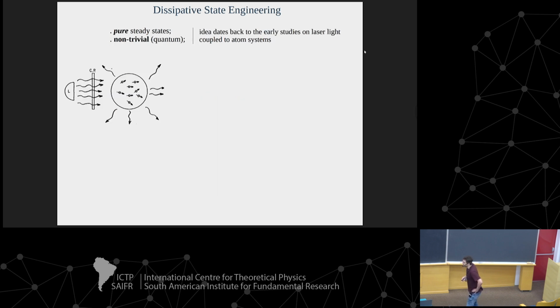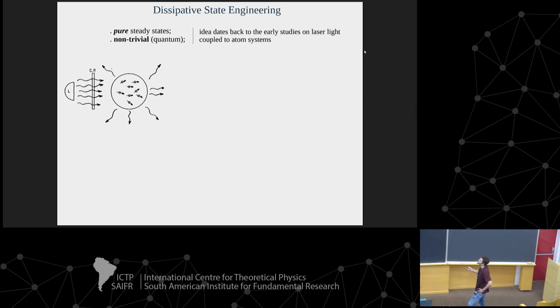So the idea of these dark states being used in a beneficial form in your task actually dates back to studies of laser light coupled to atom systems. It's not a very new idea, but these earlier works approached independent atoms, and now we are going to many-body settings. But let me just recap these previous ideas, the initial concept of using dissipation to generate pure steady states and non-trivial quantum properties.